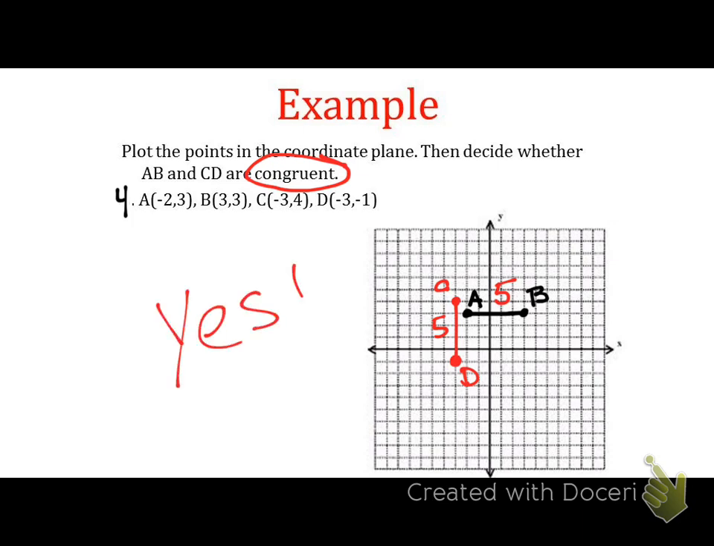Very good. The ones on your homework will look just like this, but there's a few more segments on the graph, and it asks you which 2 are congruent. So you just count the length of all of them, find the 2 that have the same length.